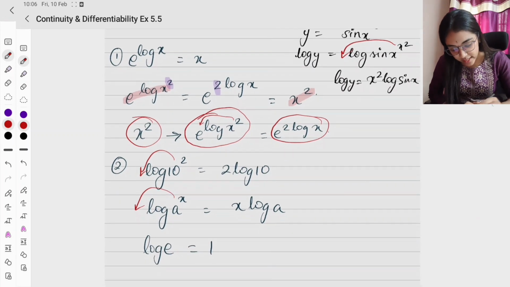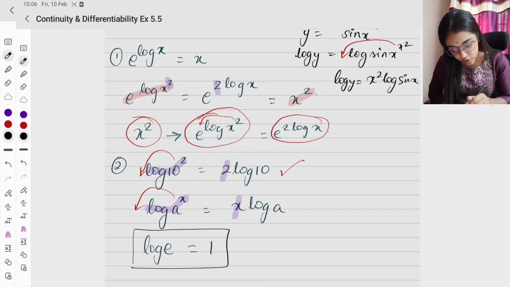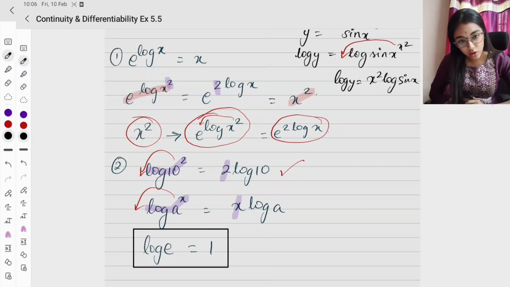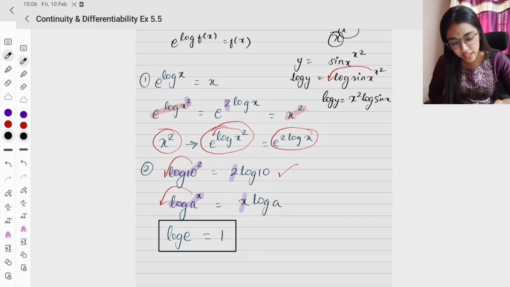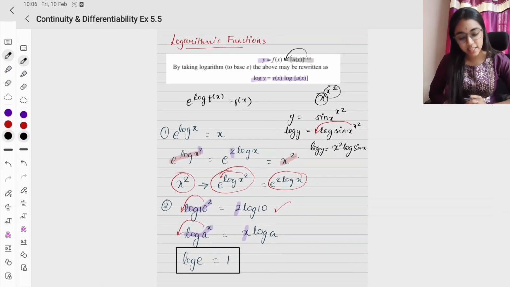So there is an example given. So I have log 10 square. So the 2 comes down. So 2 is in the front. So you have 2 log 10. What is another example here? Log a to the x, which means the x comes down. x comes to the front. Also another value: log e is equal to 1. So this also you should know. Okay, so log e gives you the value of 1. So these are some basic things you need to know before proceeding. So please take a screenshot or copy.